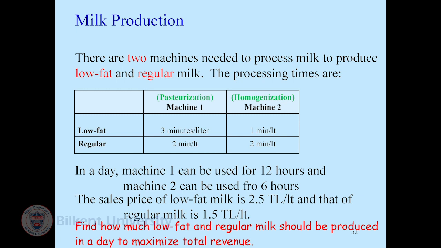Here it is. For machine 1, for each low fat, I use 3 hours, and for each regular fat, I use 2 hours of machine 1, all right? And for machine 2, it's 1 for low fat, 2 for regular fat, right? I'm going to put these numbers into my physical limitation constraint.